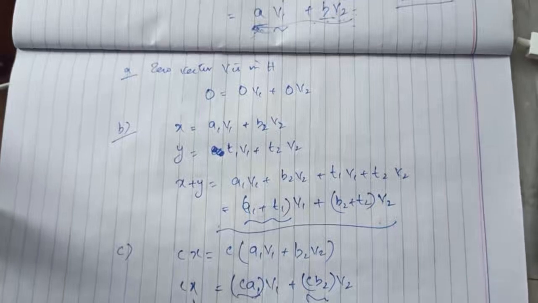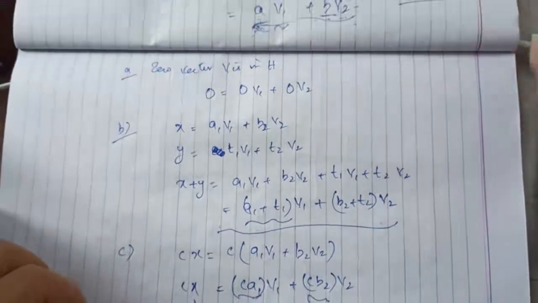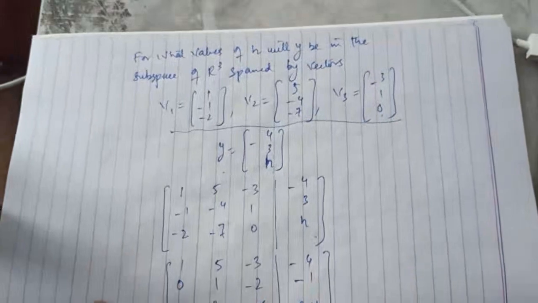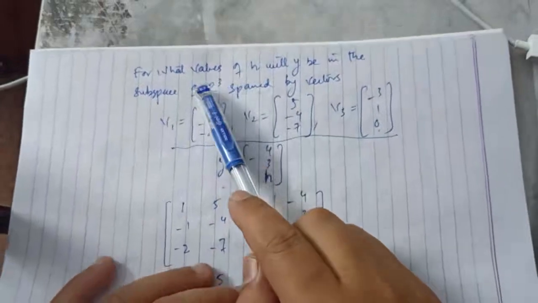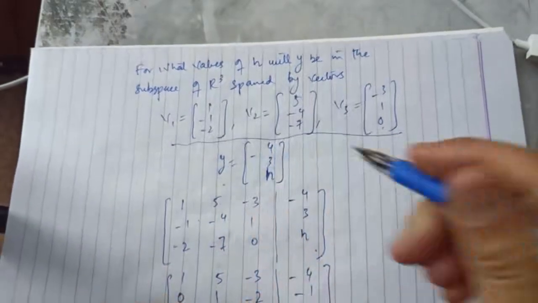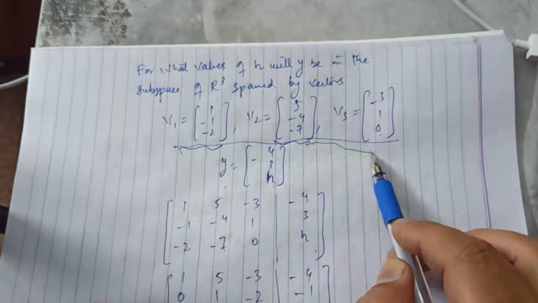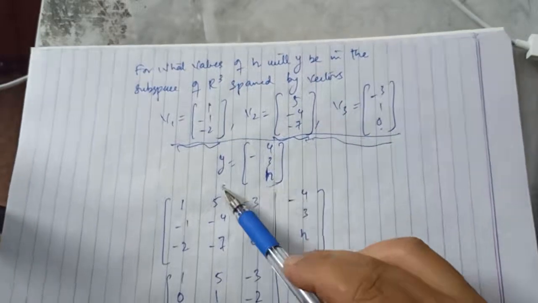Similarly, we can do another example in which we discuss whether a certain vector is really part of a subspace or not. For what values of h will y be in the subspace of R3 spanned by the vectors v1, v2 and v3? So we need to find out for what values of h this y vector will be in the subspace, right?